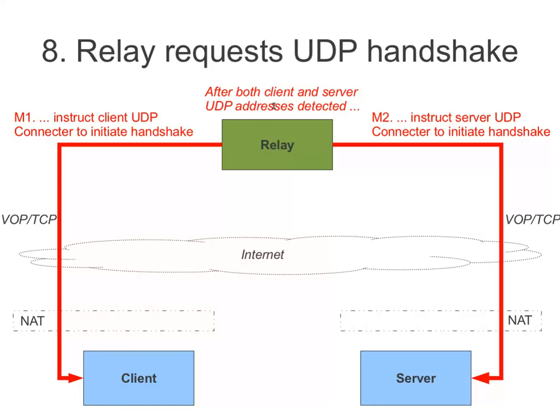When datagrams have been received from both client and server, then all information exists that is required to initiate the direct connection. So the relay instructs both the client and server via the connector object to proceed with setting up a UDP transport to its peer, and then informing both the client and server in that process of what is the UDP address. So the internet side UDP address it should use to connect to the peer.